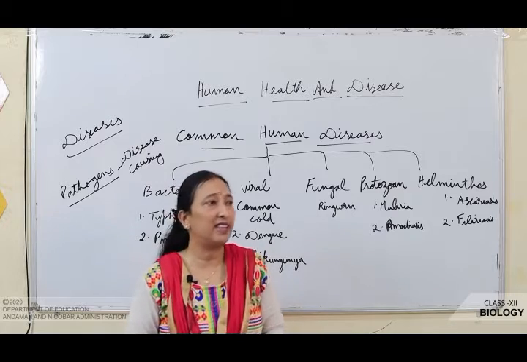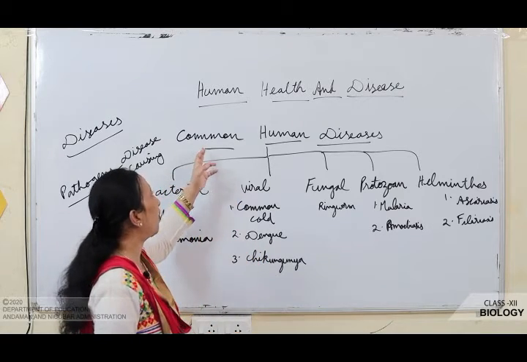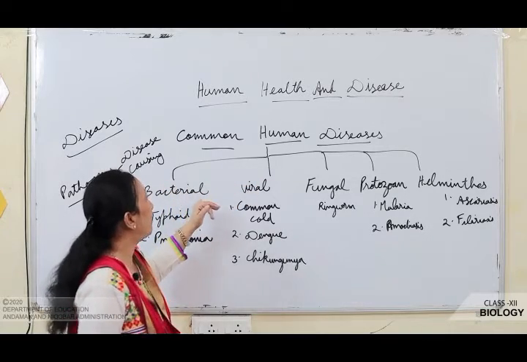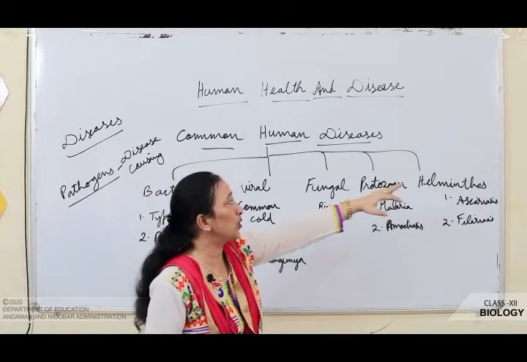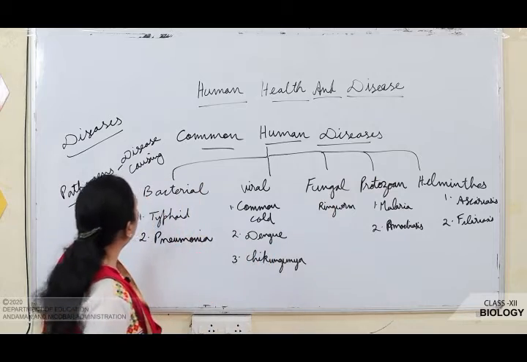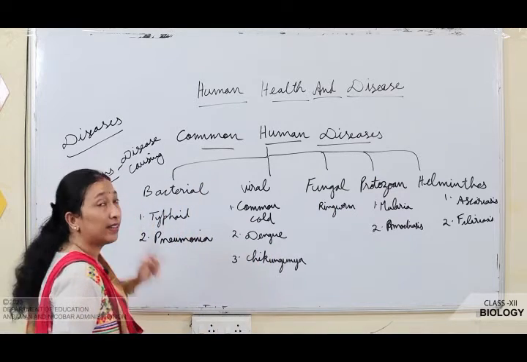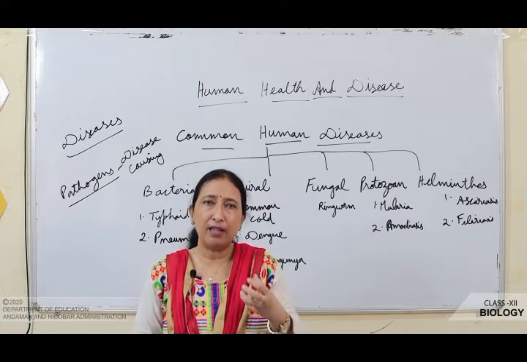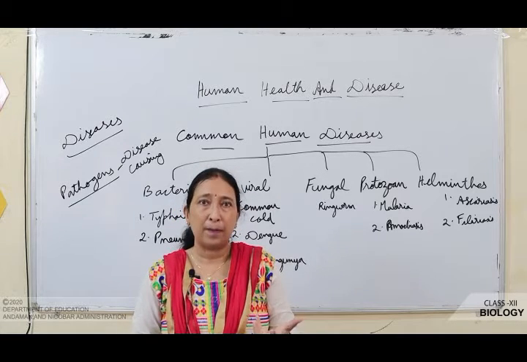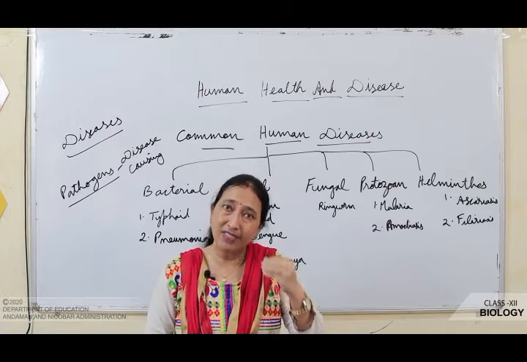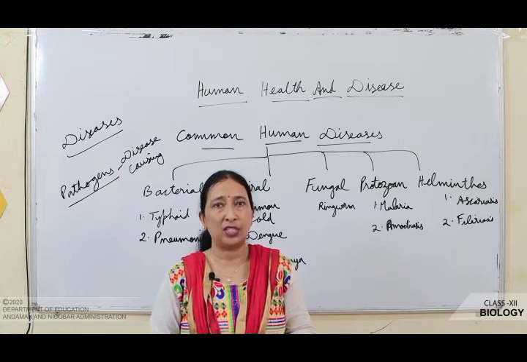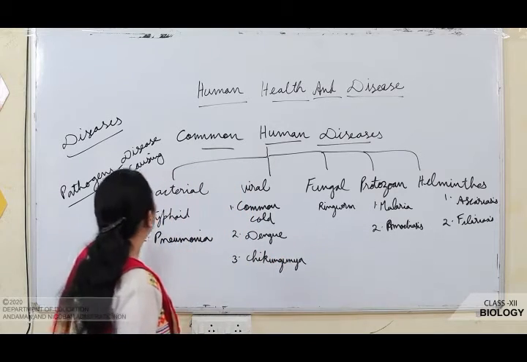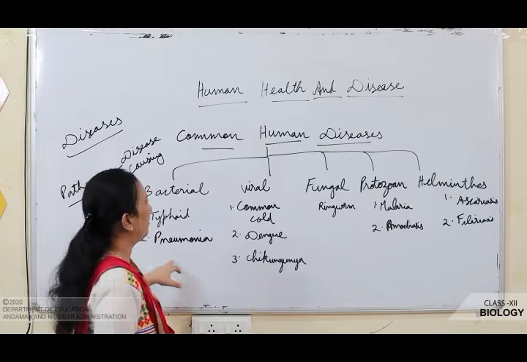Now we will see the common human diseases caused by various agents: bacteria, virus, fungus, protozoan and helminths. First, the bacterial diseases. There are so many bacteria, but very few are pathogenic, meaning disease causing to human beings. Among them, two are mentioned in your book: typhoid and pneumonia.